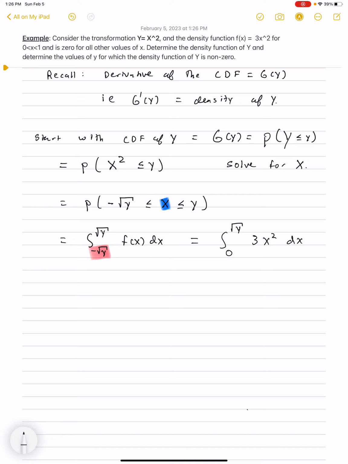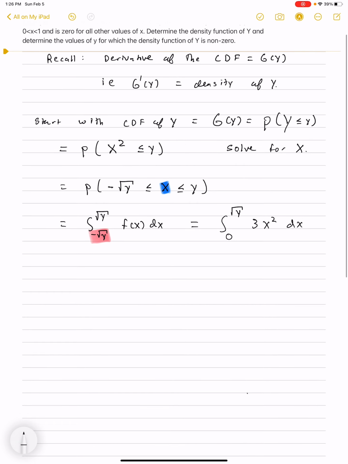It's noteworthy to say that if our density function was not 0 for negative values, then we keep that negative root y. And that's a very subtle detail, but an important one. But here, since our density function only applies for positive values, we don't keep it. So keep that in mind.